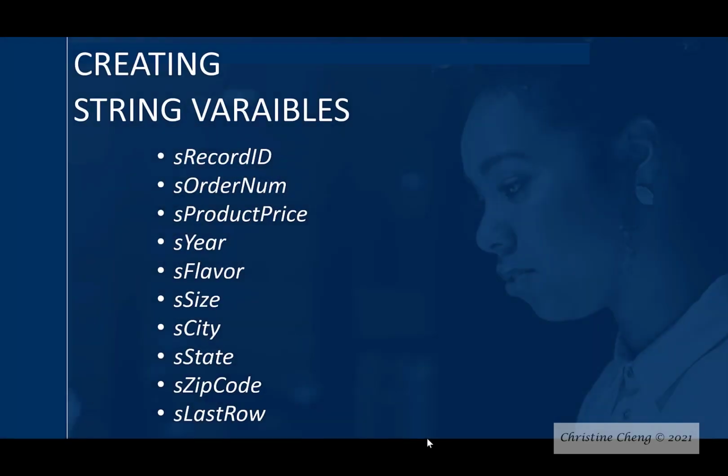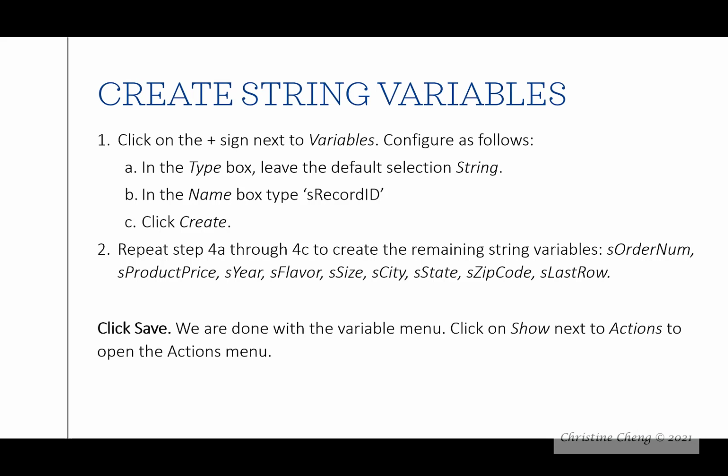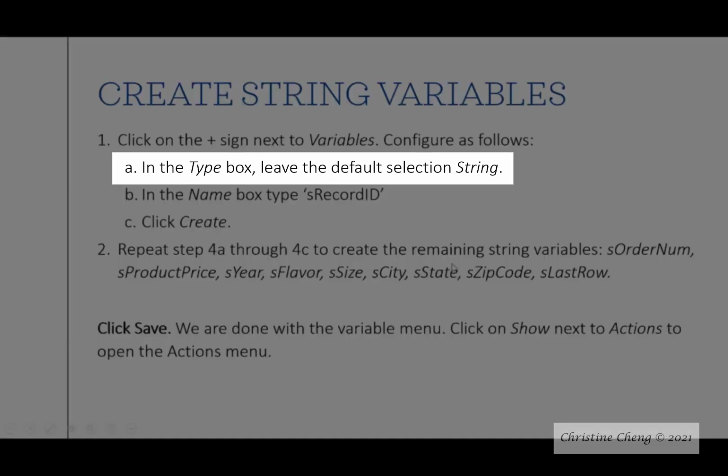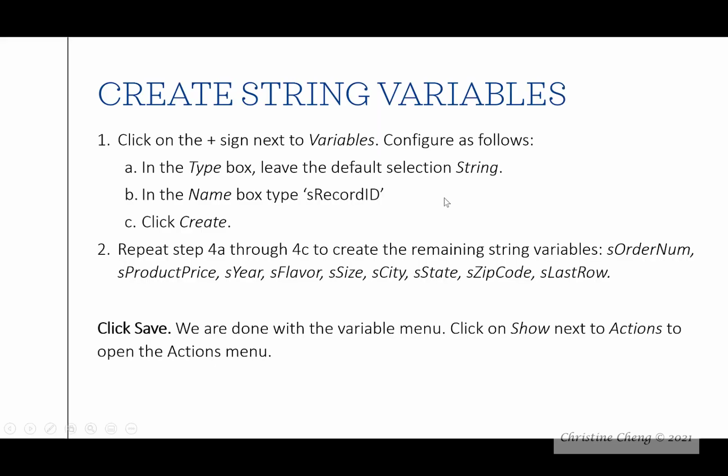Now that we've created our numeric variables, the next thing is to create all of our string variables. To create our string variables, we're going to follow a process that's very similar to what we did with the numeric variables, except in the type box, we're going to leave the default selection string. Let's get into Automation Anywhere to create our variables.